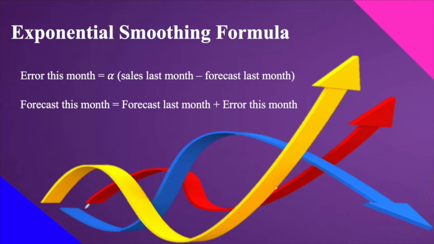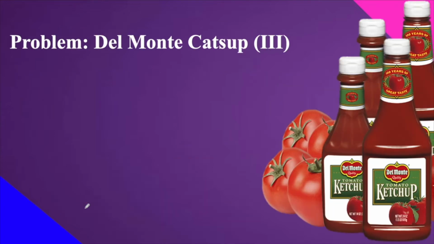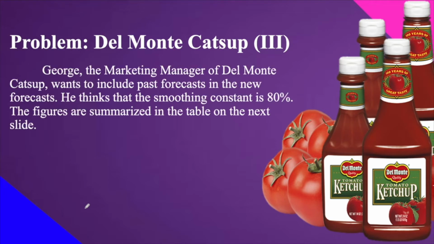Okay? And for the forecast this month, that is equivalent to the summation of our forecast last month and our error this month. So for us to be able to grasp the knowledge more regarding this exponential smoothing formula and of course the exponential smoothing forecasting model itself, let's have now our problem. Our third problem regarding Del Monte Ketchup.